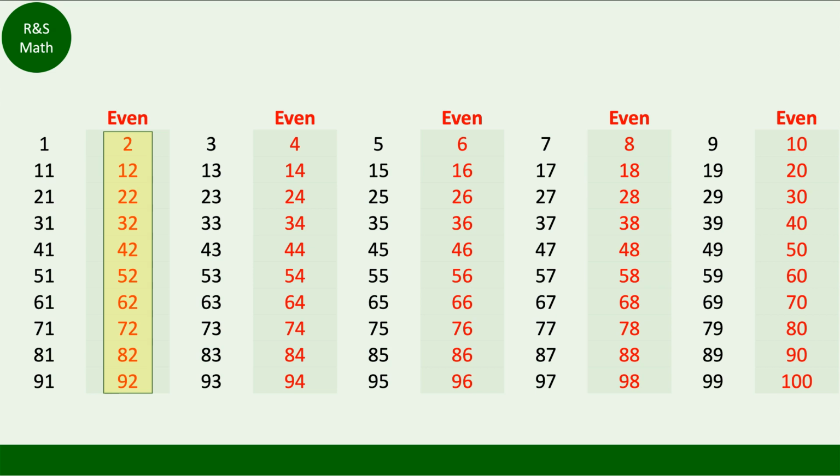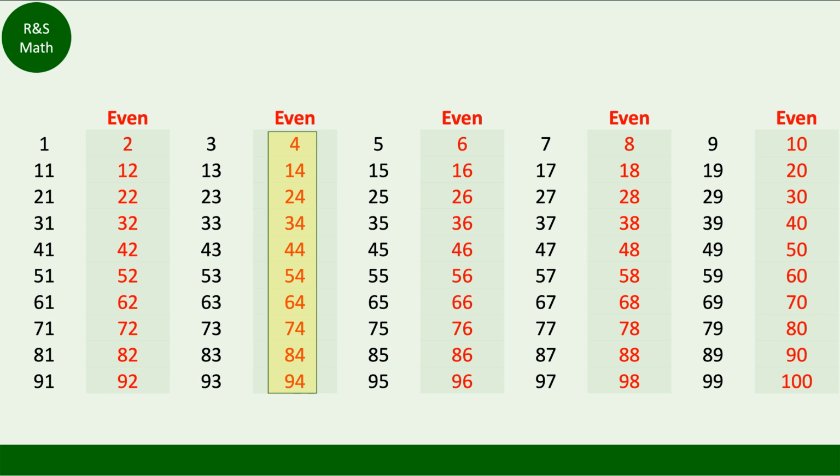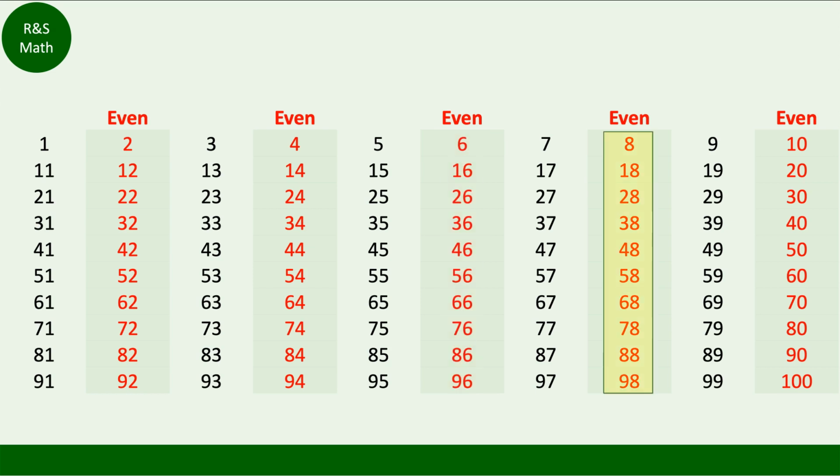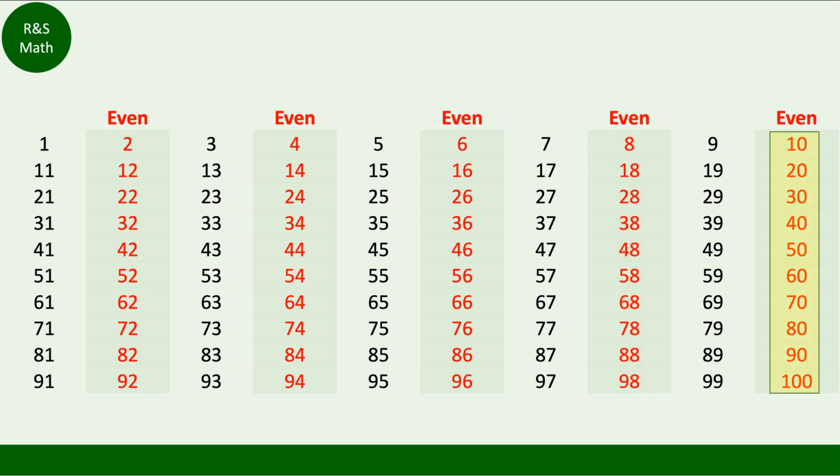All the numbers in the first column of even numbers end in the digit 2. The next column of even numbers end in the digit 4. The next column of even numbers end in the digit 6. The next column of numbers end in the digit 8. And the last column of even numbers end in the digit 0. All of the even numbers end in 0, 2, 4, 6, or 8, and the odd numbers end in either 1, 3, 5, 7, or 9.